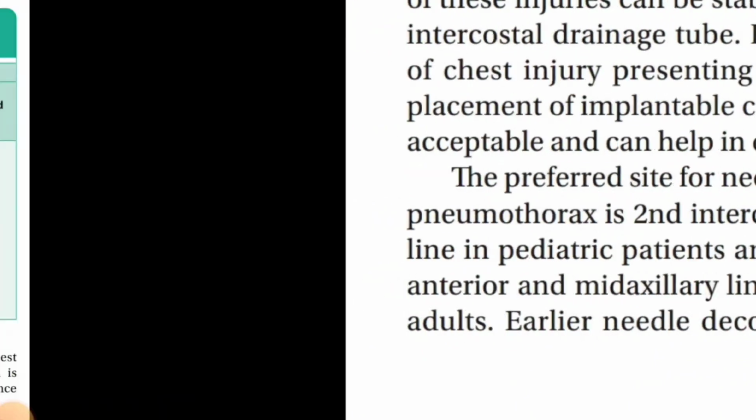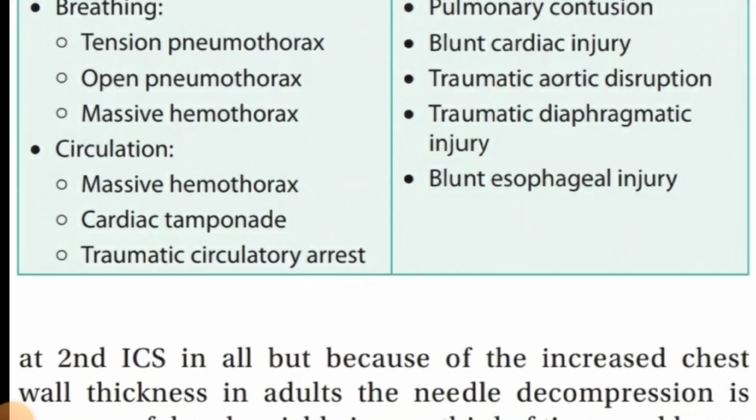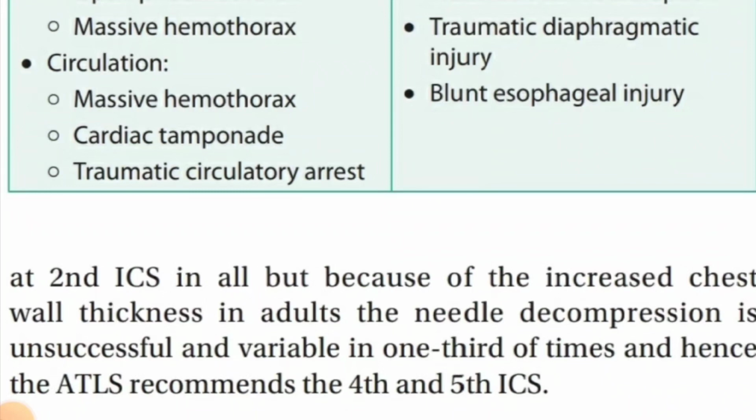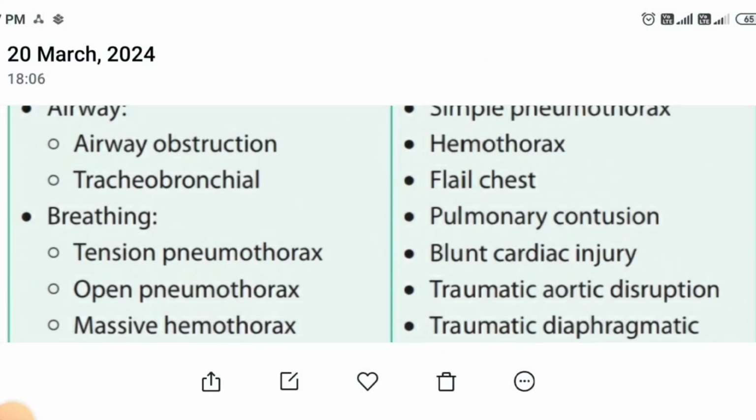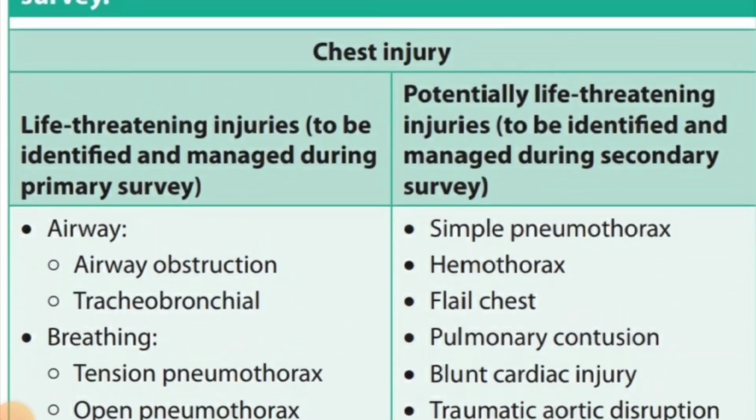Earlier, needle decompression was recommended in the second intercostal space in all, but because of the increased chest wall thickness in adults, needle decompression is unsuccessful in about one third of times, and hence ATLS recommends the fourth, fifth intercostal space in adults. Now, life threatening injuries and potentially life threatening injuries.